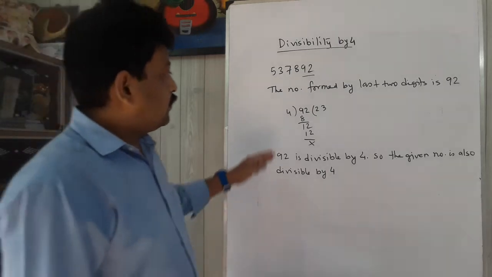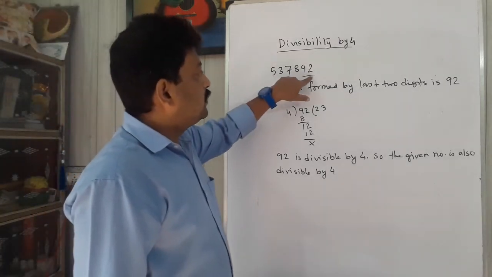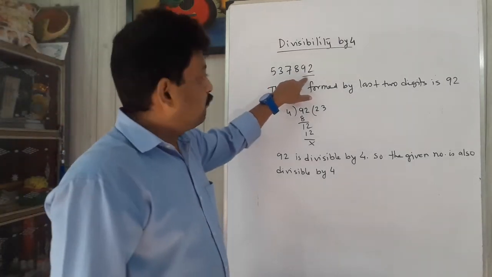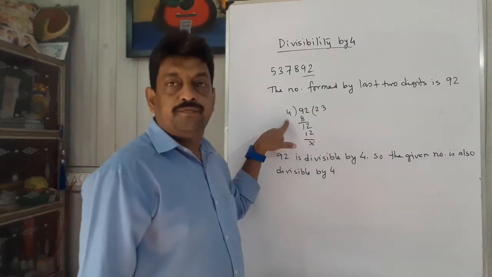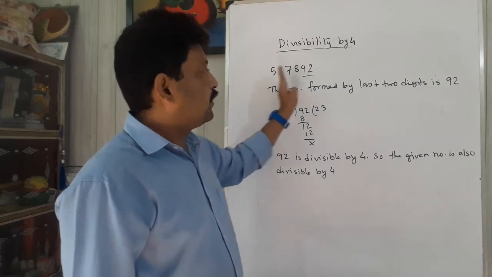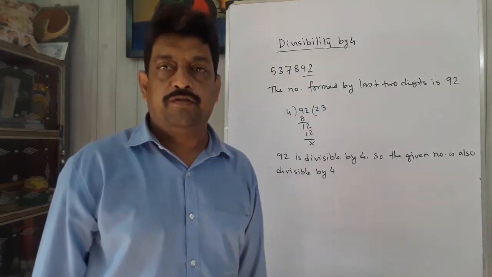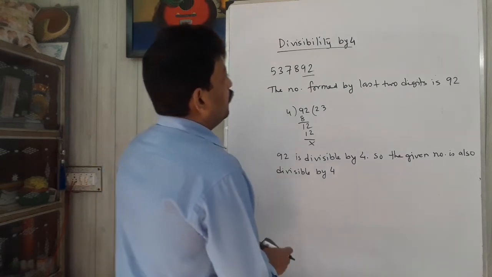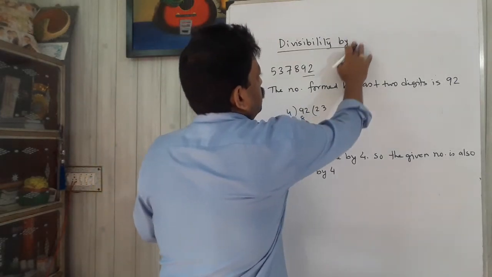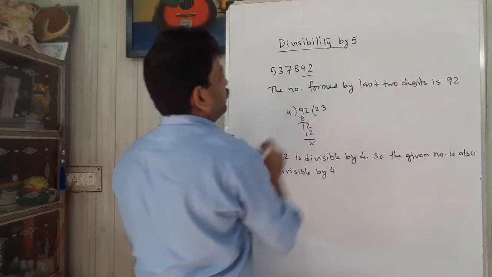Understood? If the number formed by the tens digit and unit digit is divisible by 4, then the given number is also divisible by 4. So that is a very simple rule. Okay. Now let me check the divisibility by 5.